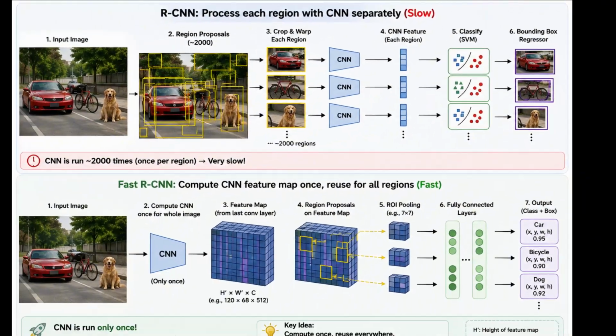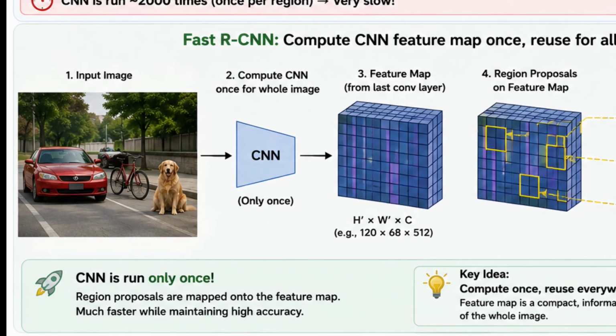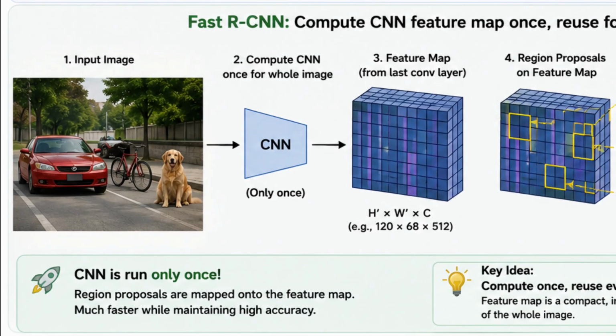Now let's see how Fast RCNN solves this problem. Instead of sending every region through the CNN separately, Fast RCNN processes the entire image only once. The CNN produces a feature map, which is simply a compact and information-rich representation of the whole image. Think of the feature map as a smart summary. Instead of storing raw pixel values, it stores meaningful visual features such as edges, textures, corners, wheels, windows, or fur.